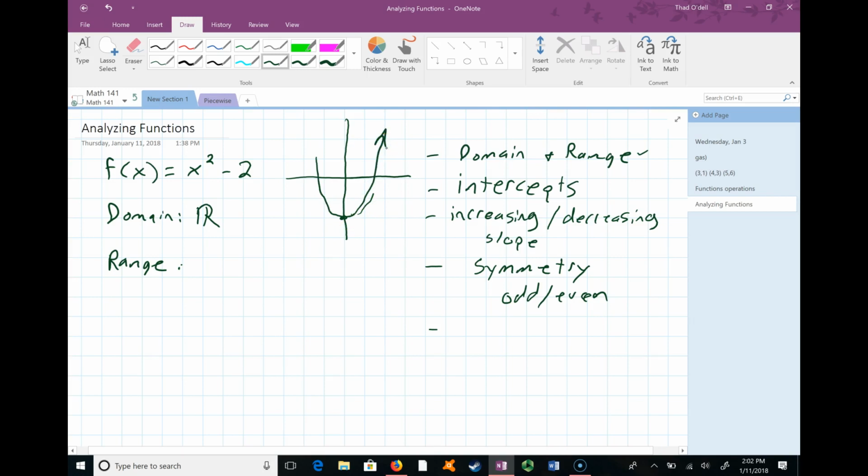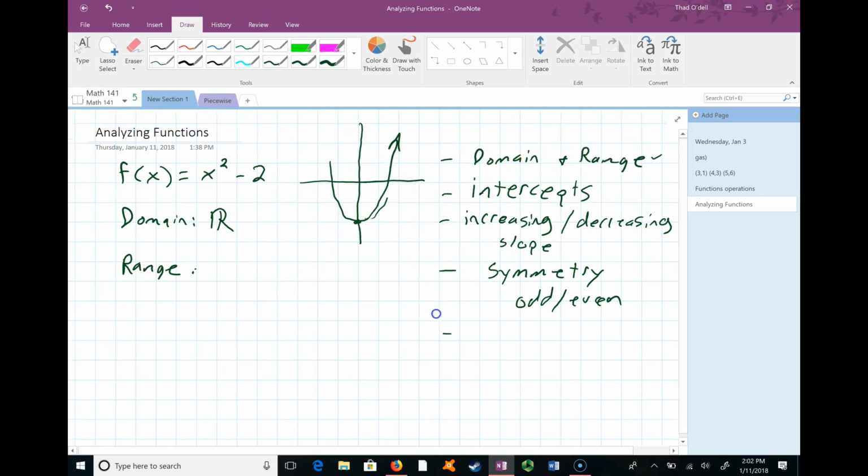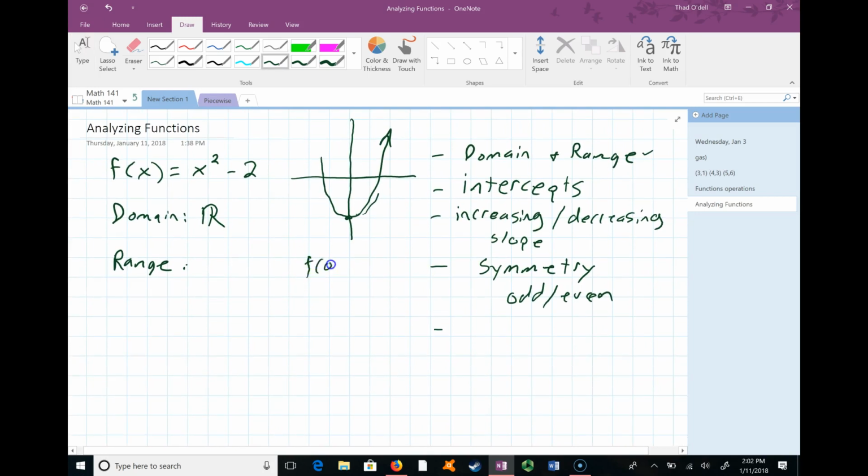Of course, if you didn't know all that, you could just plug in numbers. For example, you could take f of 0 to see what it is. When you plug in 0, you get negative 2. You can plug in f of 1 and you get negative 1, etc. Or you could throw it in a graphing calculator and take a look at it. What we'll find out is that the bottom of this is negative 2. So the lowest it can go is negative 2, and it goes forever up. So we put infinity in here, and that would be the range.